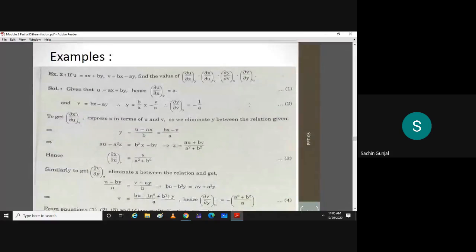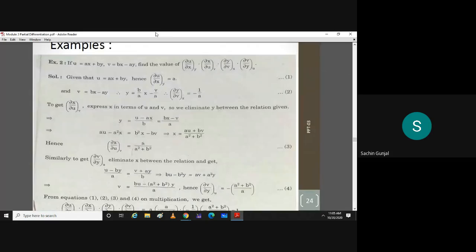So let us go to the problems of suffixes treated to be constant. So two relations are given. u is equal to ax plus by, v is equal to bx minus ay. Now various problems can be formed using this by giving particular values to a and b. Okay, there are number of problems which can be formed from these equations. And you are asked to find out ∂u/∂x suffix y, ∂x/∂u suffix v, ∂y/∂v suffix x, ∂v/∂y suffix u.